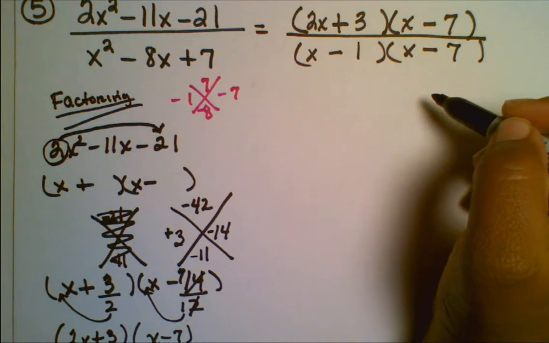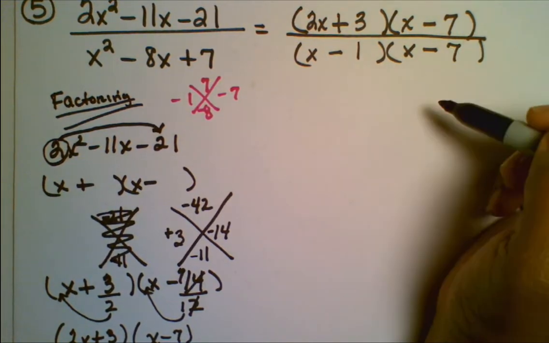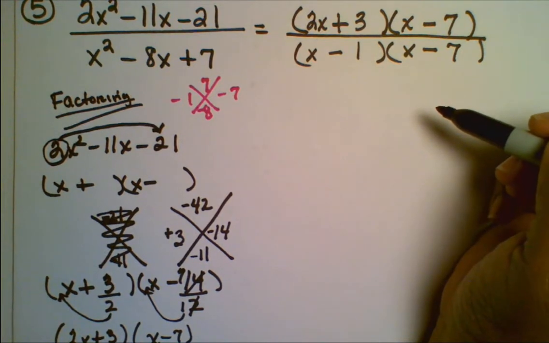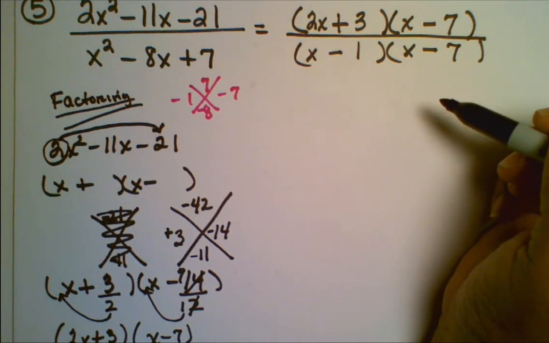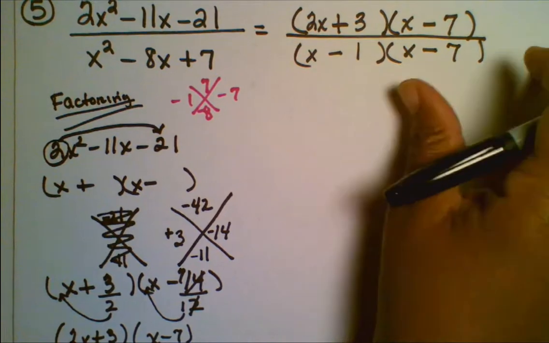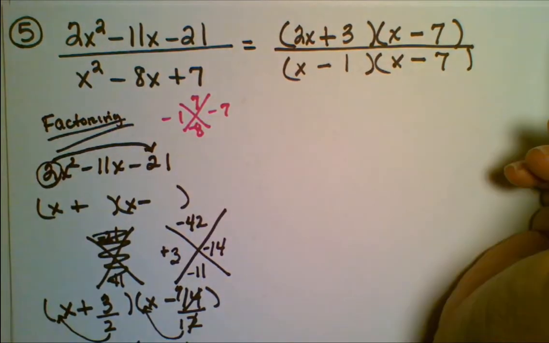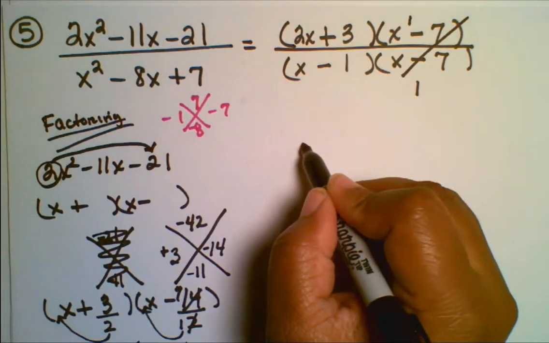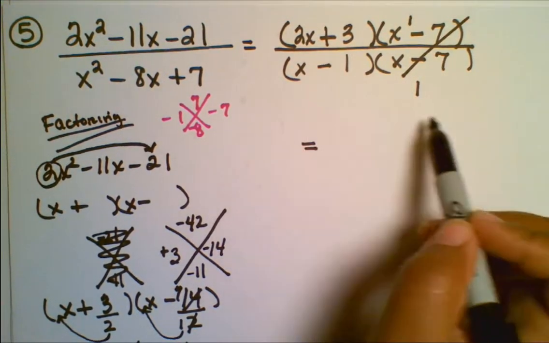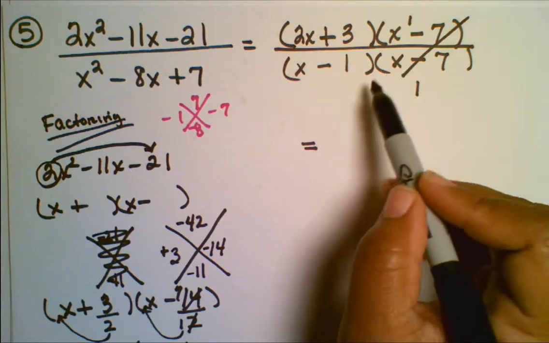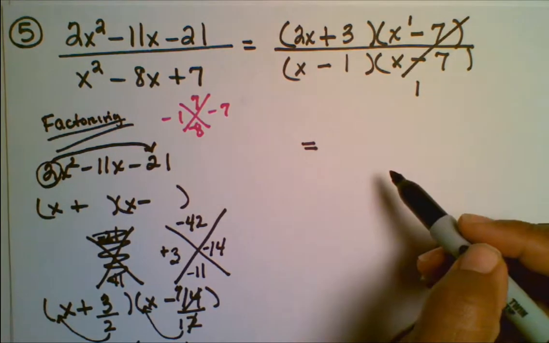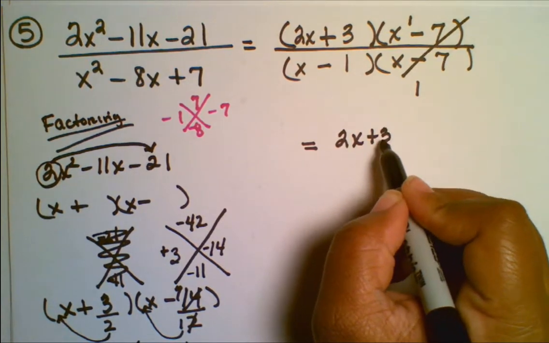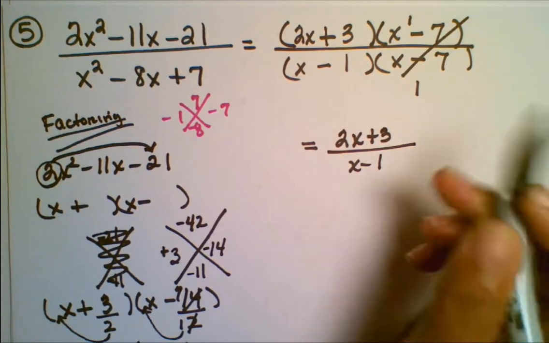And now that the numerator and denominator are factored, we can go ahead and reduce, meaning cancel all pairs that are common to the numerator and to the denominator. So we can cancel out the x minus 7s. And then since we are finishing with canceling all pairs, write out your answer. Write what's left over. We have 2x plus 3 over x minus 1.